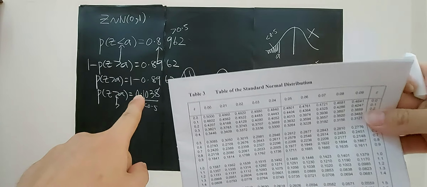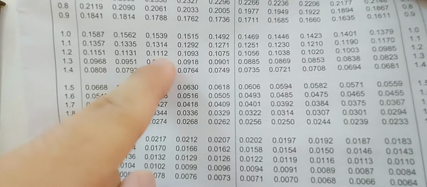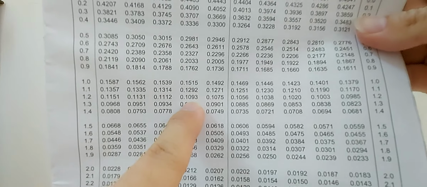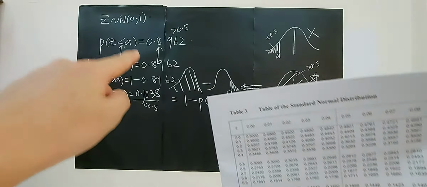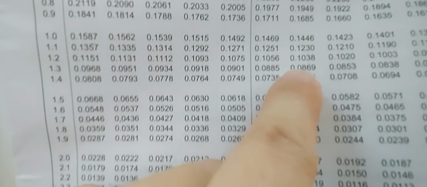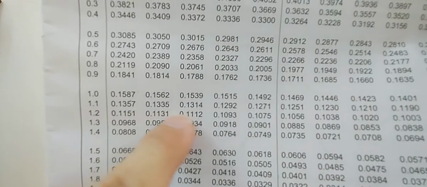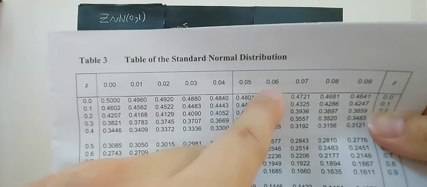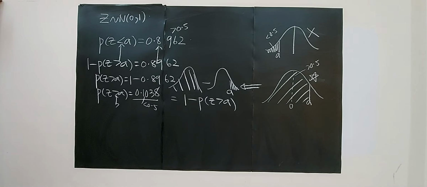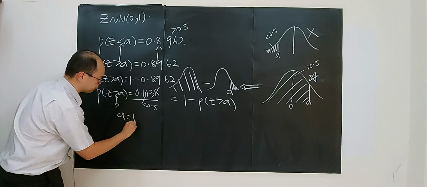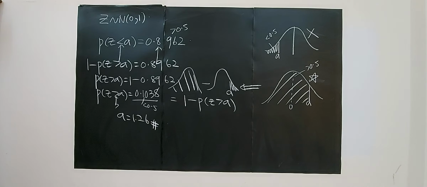So, 0.1038. Let's find it. Oh yes, 0.1038. Using a ruler, 1.2, 1.26. So clearly A is 1.26. Very simple.